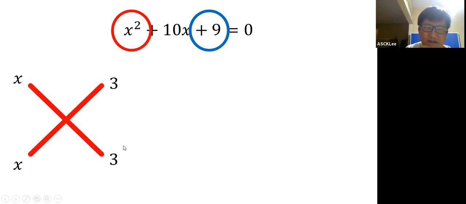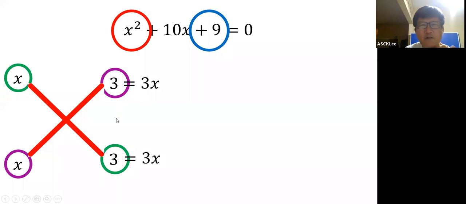So let's multiply this diagonally, you get a 3x. And let's multiply this diagonally, you get a 3x also. And when you add this up, you get 6x. Hey, doesn't match. You have a 10x there, and you have a 6x here. It just doesn't match. That means you have not arrived at your factor yet. You're going to try another time. So let's try it with a different combination.